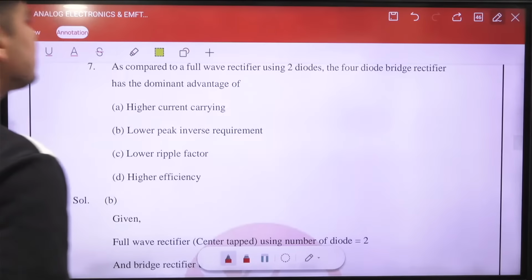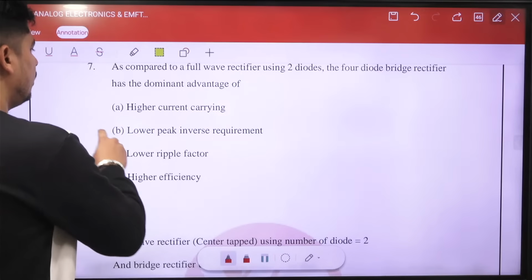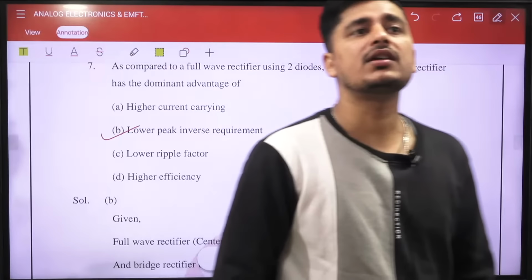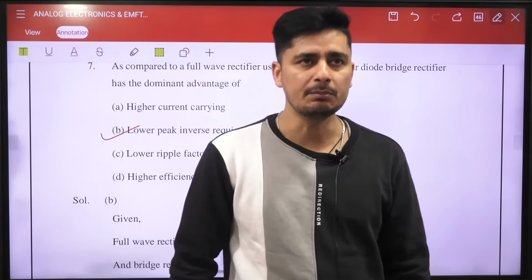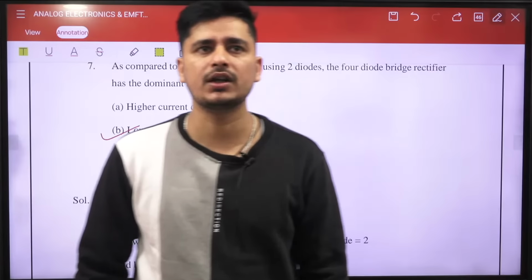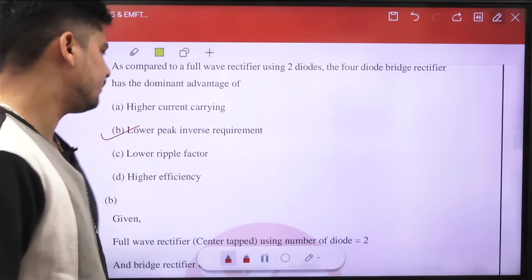Next, as compared to the full wave rectifier using two diodes, the full wave bridge rectifier circuit has a dominant advantage. See, I already discussed this with you, right? That means a lower peak inverse voltage requirement. That is the advantage. That's why we are moving with the full wave bridge rectifier. In the bridge rectifier the peak inverse voltage is equal to Vm.